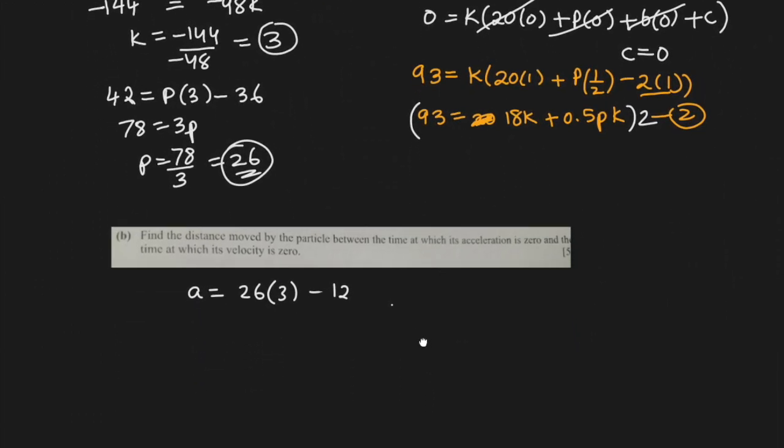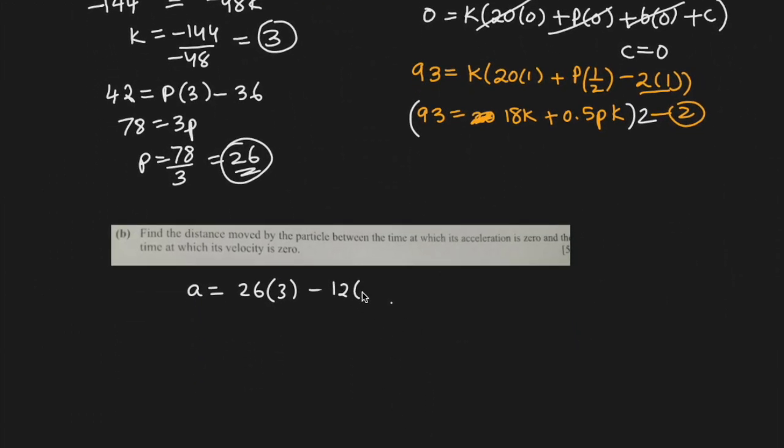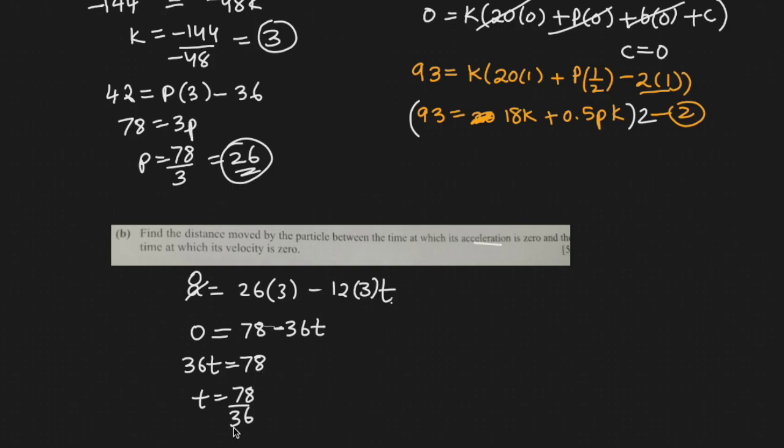12kt. K is 3 and t. Acceleration is 0, they are saying. So we will put this as 0. So 78 minus 36t equal to 0. 36t equal to 78. t equal to 78 over 36. So can I, yes, 6 and 13 times 6. 13 over 6. This is the time when acceleration is 0.